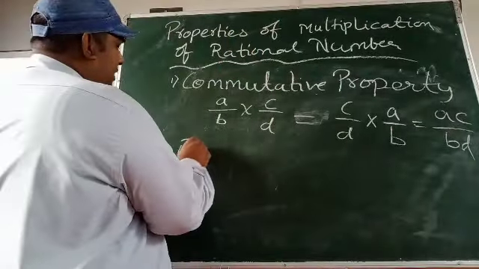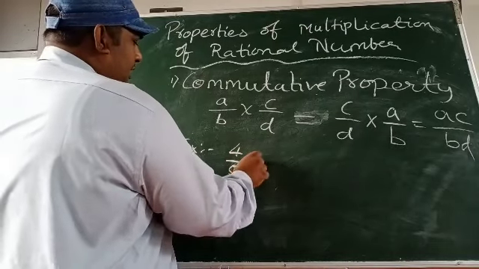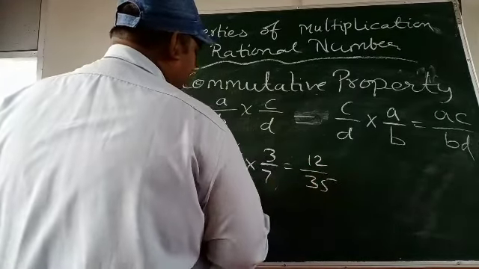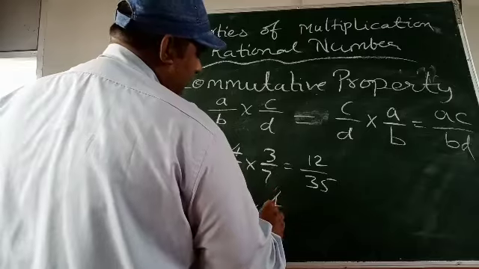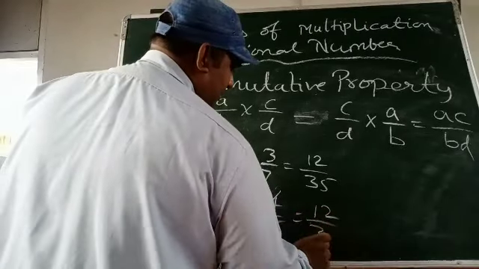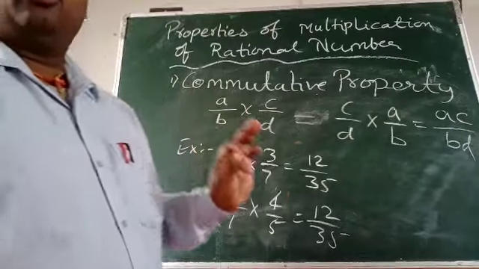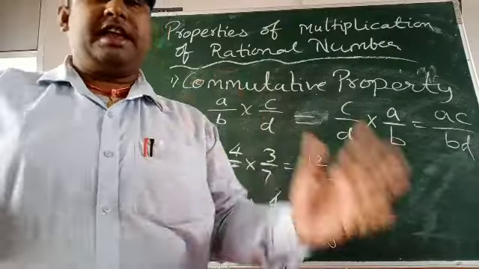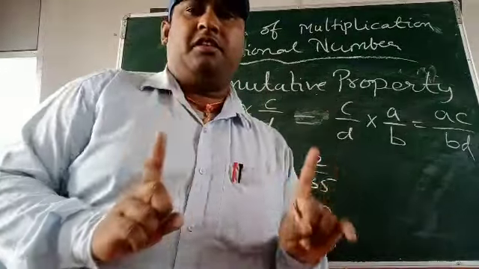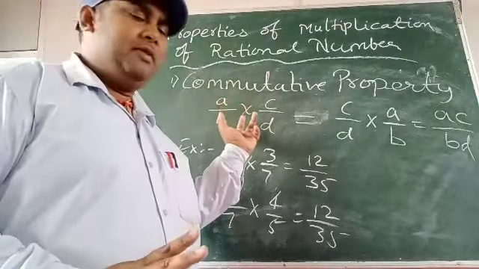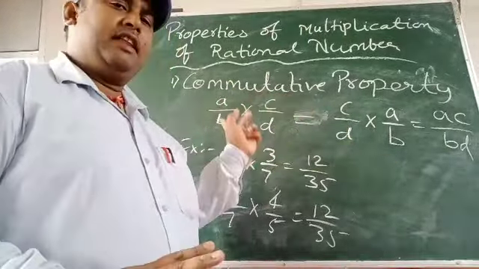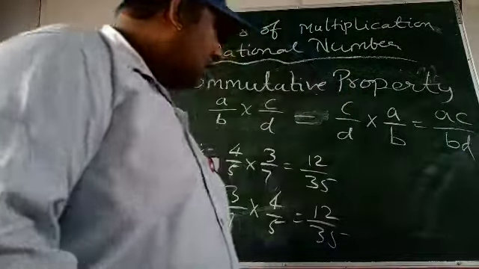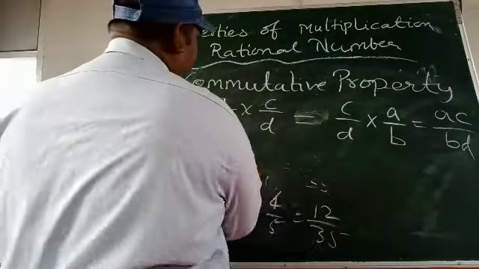Look at the example: 4 by 5 into 3 by 7 gives 12 by 35. 3 by 7 into 4 by 5 also gives 12 by 35. So commutative property also exists for rational numbers. It means if we multiply two rational numbers in any order, we get the same result. Now come to the third property, that is associative property.